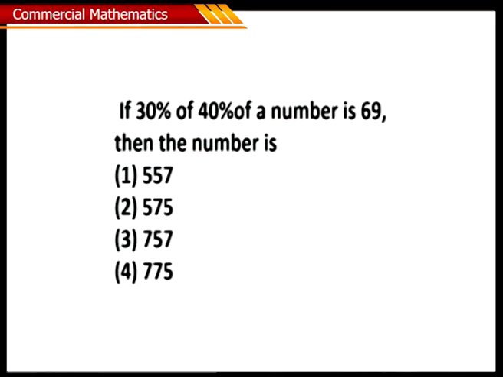Now let us go for one more problem. Just look at the screen. Here, this is also more or less the same type of problem. Because we don't know this number, what do we do? Yes, you are right, we take it as some x. So 30% means 30 by 100, "of" means multiplication, and again 40% means 40 by 100 of x is equal to 69.